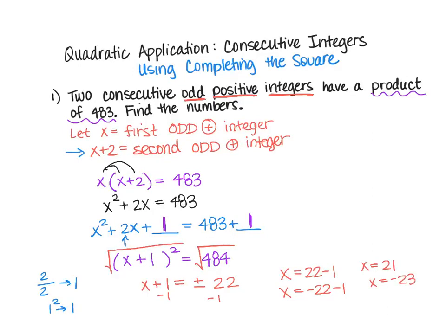Now, if I go back up to the top, only one of these is actually a solution here because it says that they are positive. So I know x cannot be negative 23. So I go back up here and I'll say the first number is 21. And then my second number is x plus 2. So 2 more than that, which will be 23. And if I do multiply these, I should get 483. I hope this helps with an application showing how we can use completing the square.